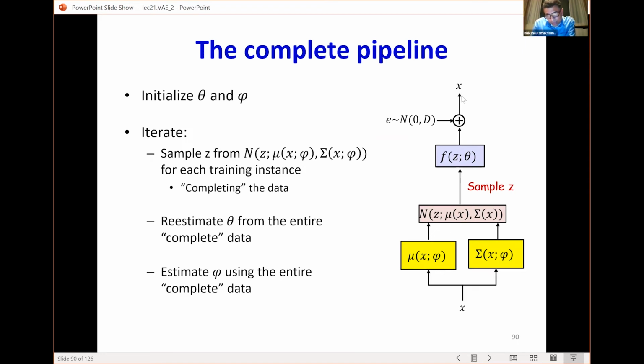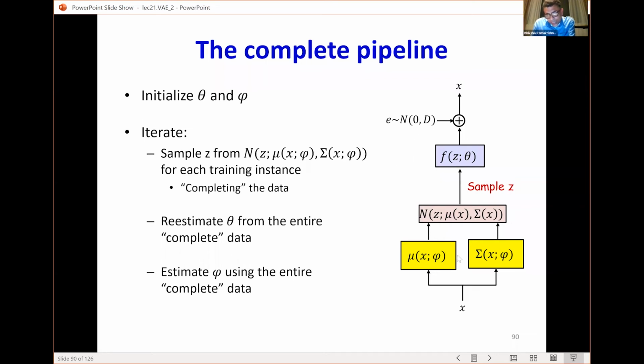So this is the generative model, right? This is the complete model. From the X, I'm first going to estimate Q. From Q, I'm going to sample a Z. That gives me the complete data, and from the sample Z, I can estimate theta and D, right?